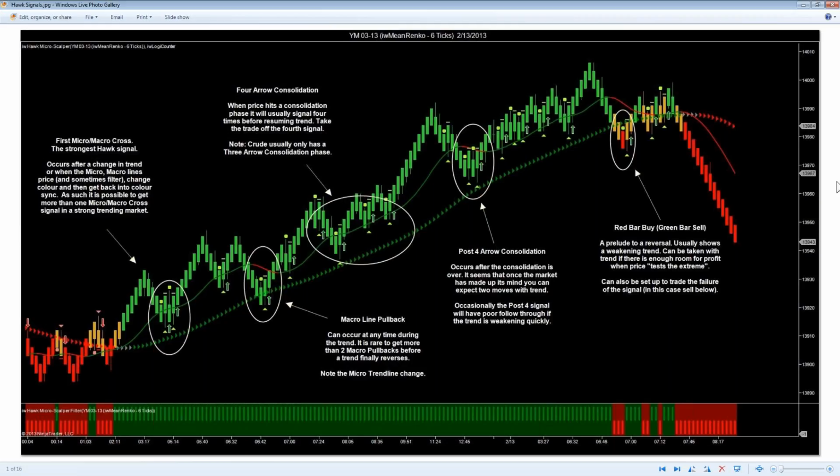All right, so here we go. We've got the first micro-macro cross, the macro line pullback, which I'll show you this morning as well. It occurs when the macro line changes, the micro line changes color. That's the thin one, but everything else stays in sync. The 4-arrow consolidation, the post-consolidation pattern, which coincidentally in this scenario was also a macro pullback, and then the red bar buy or green bar sell that you heard me mention.